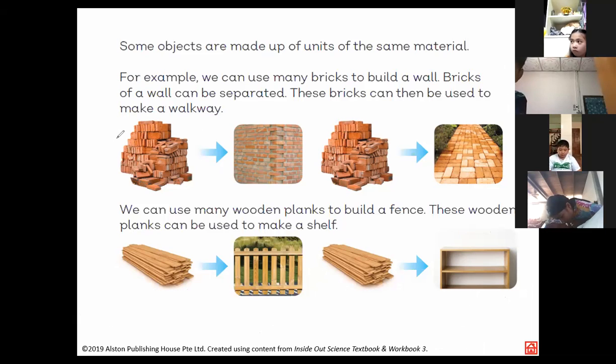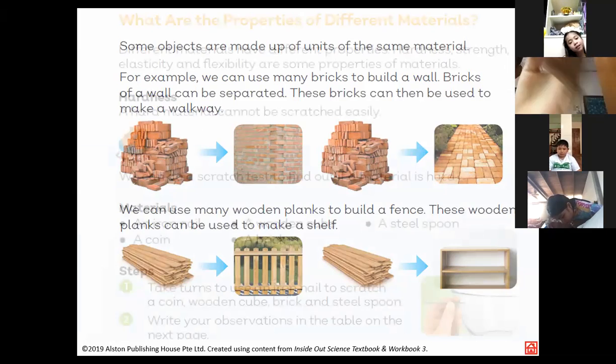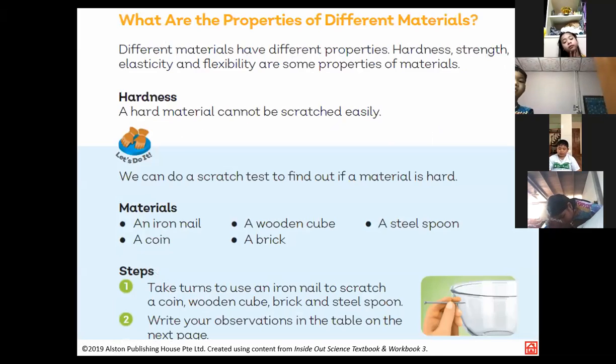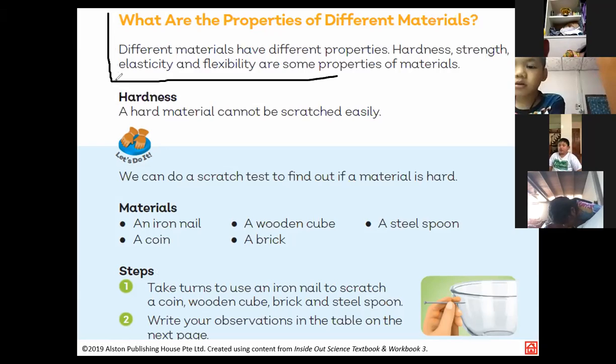All right. Now, everyone, turn your book to page number, which number? 33. Yeah, still 33. So now let's talk about the properties of different materials, okay? Tamlung, can you read this one?